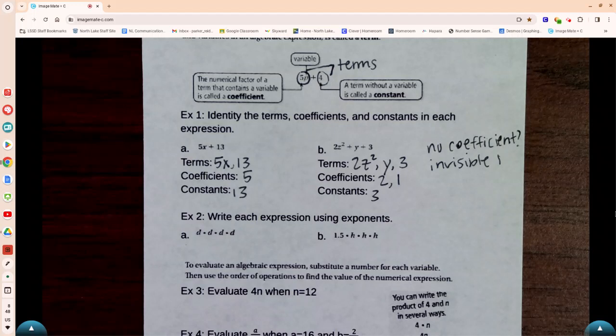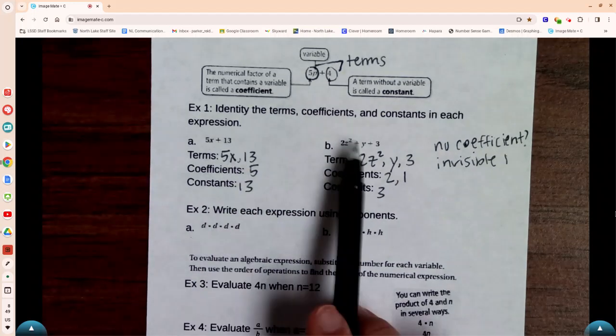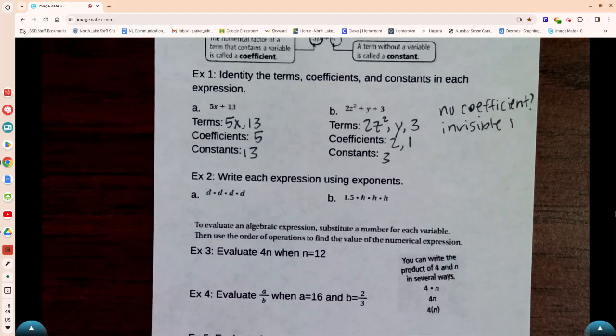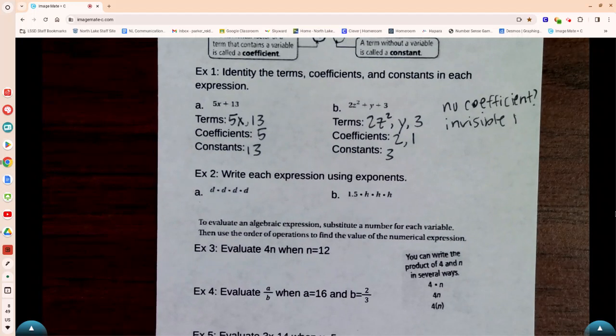So an expression is like that whole long string of numbers, operations, variables. The terms are the individual chunks of the expression that are being added together. The variables are the letters. The coefficients are the numbers in front of the variables, in front of the letters that are being multiplied by that letter. And our constants are those constant numbers, the ones that have no letter, no variable, they're not going to change. This just takes a little bit of practice to remember those definitions, but come back to this little picture if you forgot.